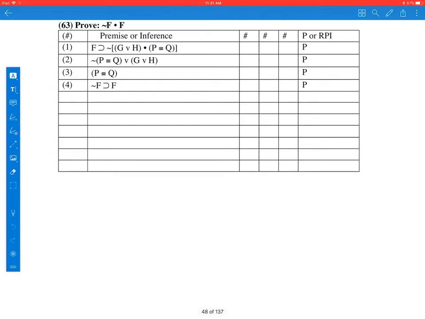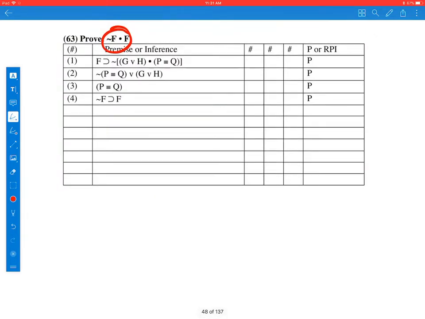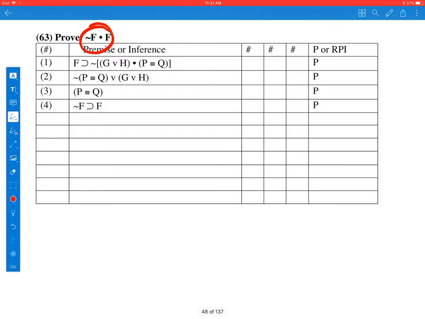Okay, now this problem looks a little bit strange. We have to prove F and not F. We don't see not F and F anywhere together, or its opposite or anything like that. So what we're going to need to do is get not F and get F, and then just conjoin them. We could get an F from 4, but it would require a not F, so we probably should worry about getting a not F first, and then go get our F.